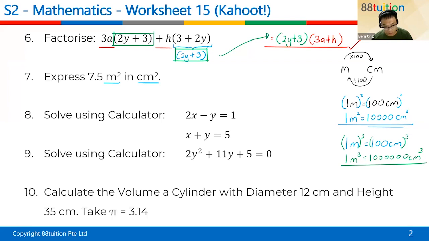So from meter squared to cm squared is a times 10,000. So 7.5 times 10,000. Press your calculator. That will give you 75,000. Hey, children, am I going too fast? If you think that I'm going too fast, I'm so sorry. But I need to.